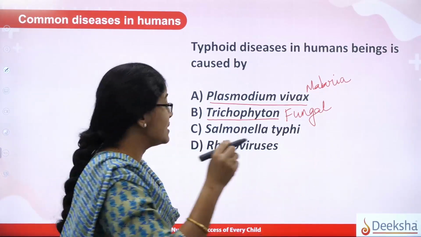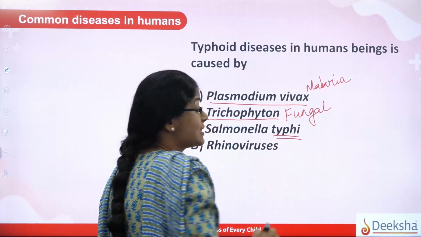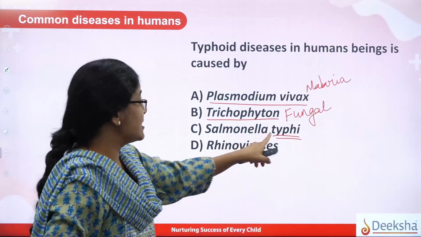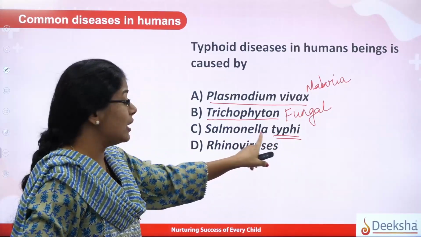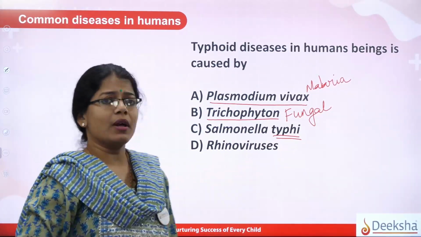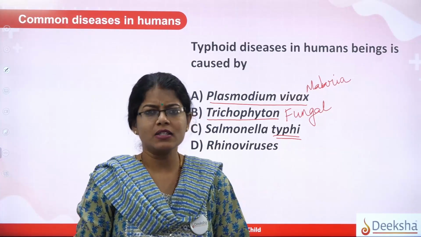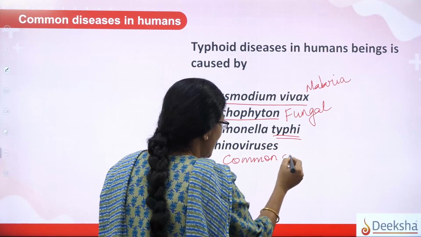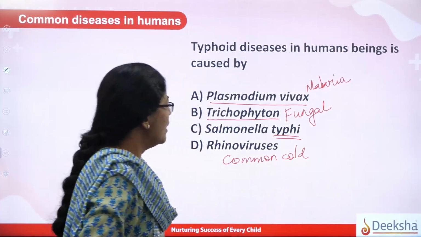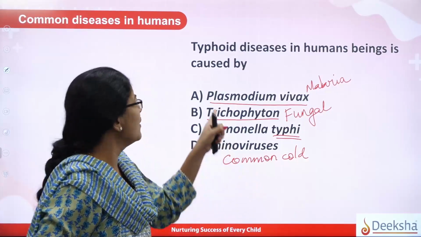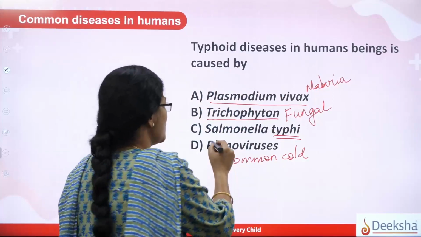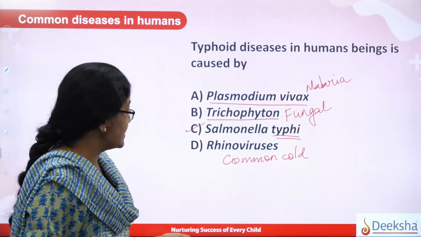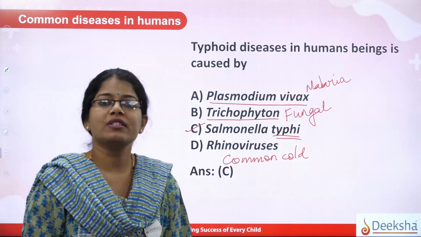Next is Salmonella typhi. Again, the name itself, typhi, indicates typhoid, and that is a bacterium, Salmonella typhi. And the next one is rhinoviruses, a group of viruses which causes common cold. Now as you can make out from the name itself, typhoid disease is caused by the organism Salmonella typhi, option C.